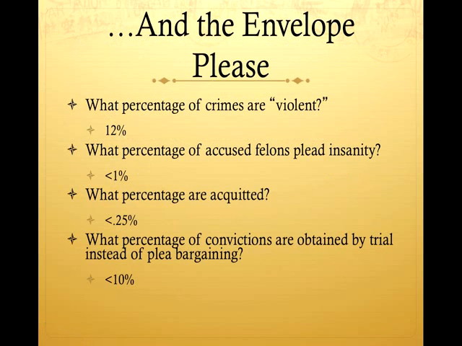Here are the answers. This is a little old, but you still get the idea. 12% of crimes are violent, so you probably should have overweighted that. The insanity pleas use less than 1%, and less than 0.25% are actually acquitted because of the insanity plea. Most people, especially on these two middle ones, tend to overweight those probabilities because you see it on TV. It seems more common than it is. And what percent of convictions are obtained by trial rather than plea bargaining? It's less than 10%. All of these are in the small probability range, so you should have picked numbers that were too large.